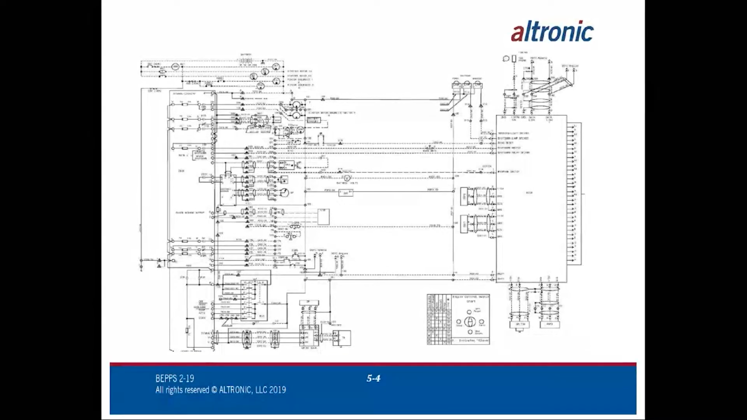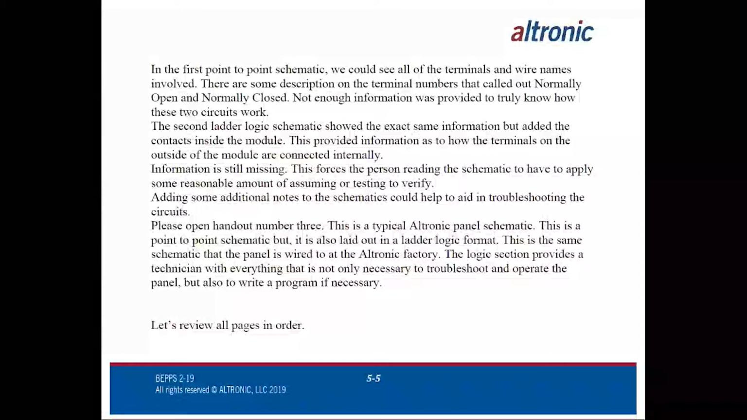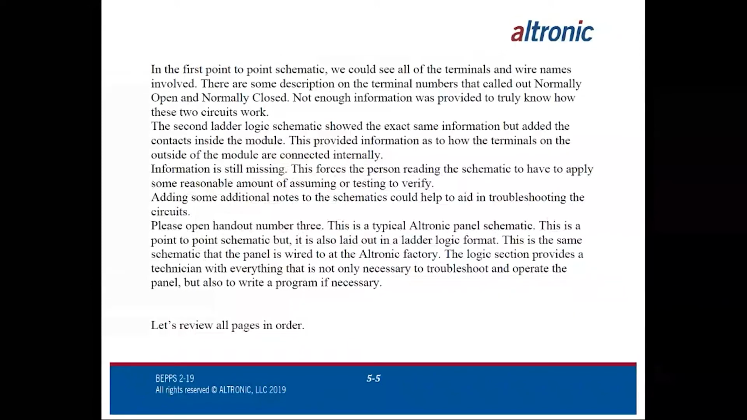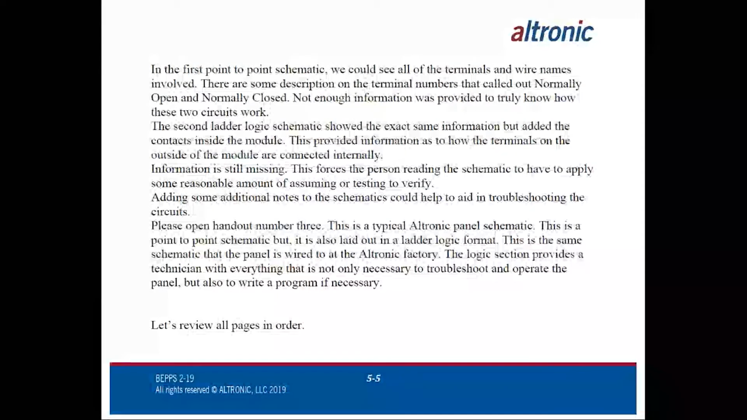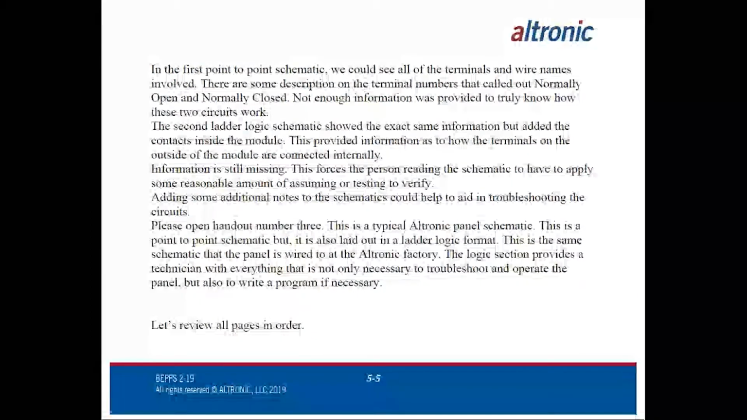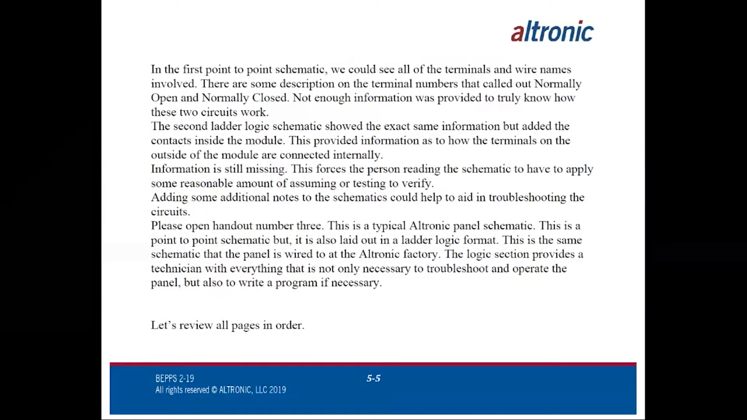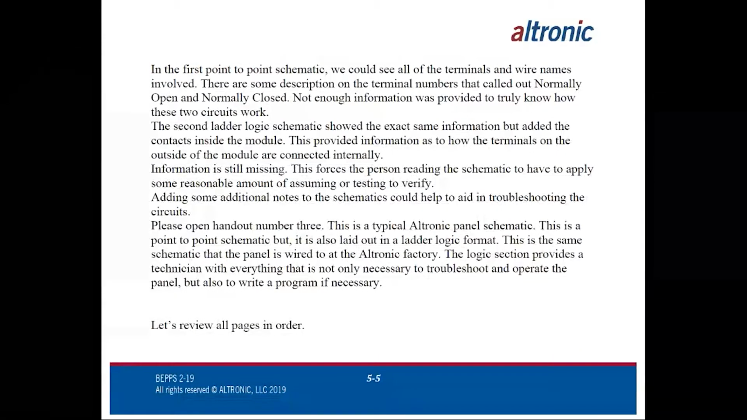So if we had followed along with the worksheet and some of the exercises, the second ladder logic schematic showed the exact same information but added context inside the module, which I pointed out a few moments ago. This provided information on how the terminals on the outside of the module are connected internally. The information is still missing. This forces the person reading the schematic to have to apply some reasonable amount of assuming or testing to verify. And there's always that old statement about, well, I'm working on this unit, it's not working right. Well, there's a unit just down the road that's just like it.